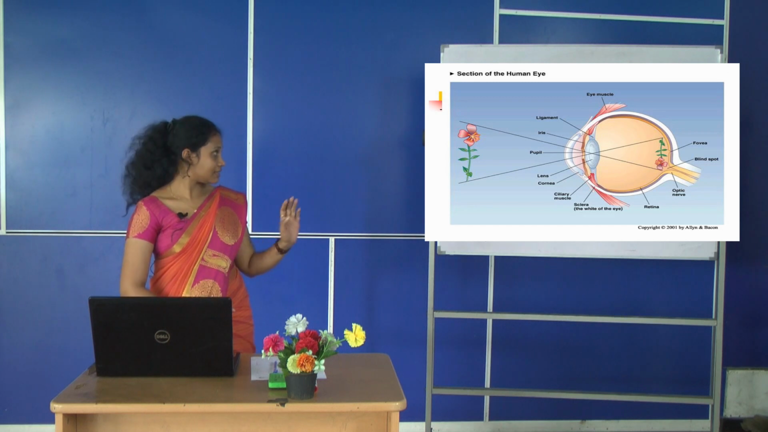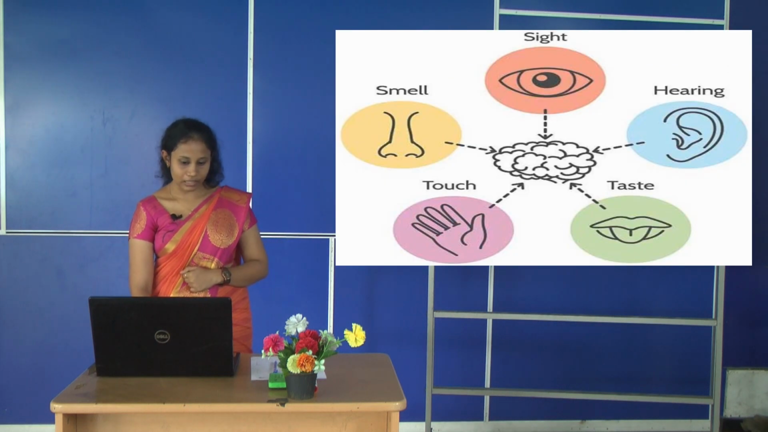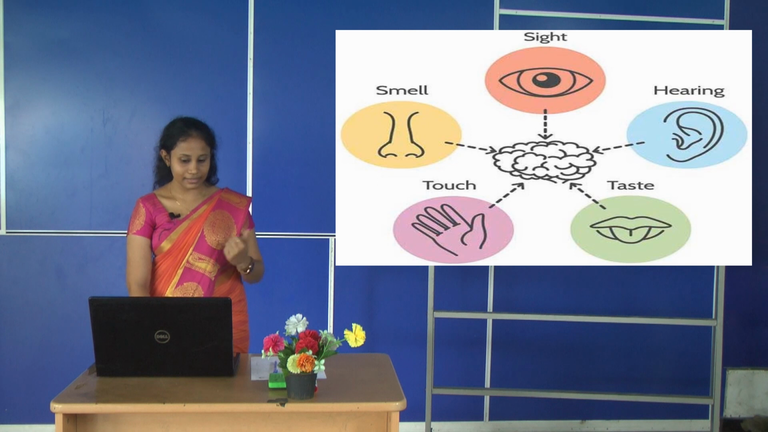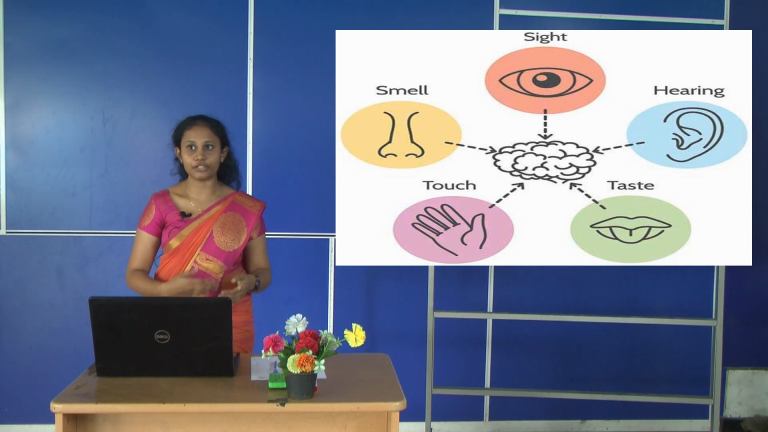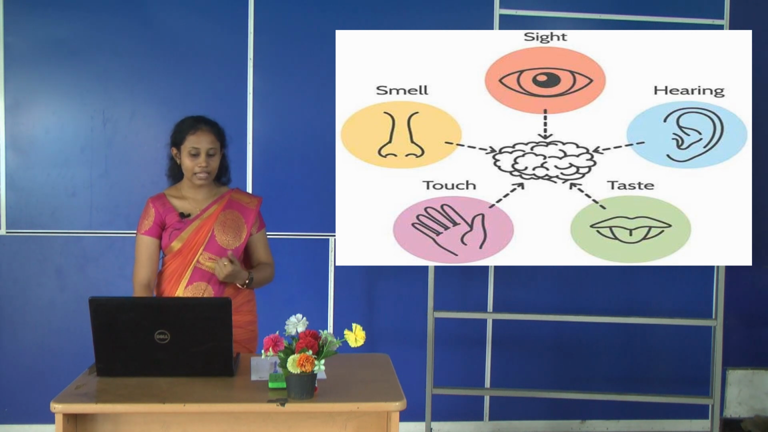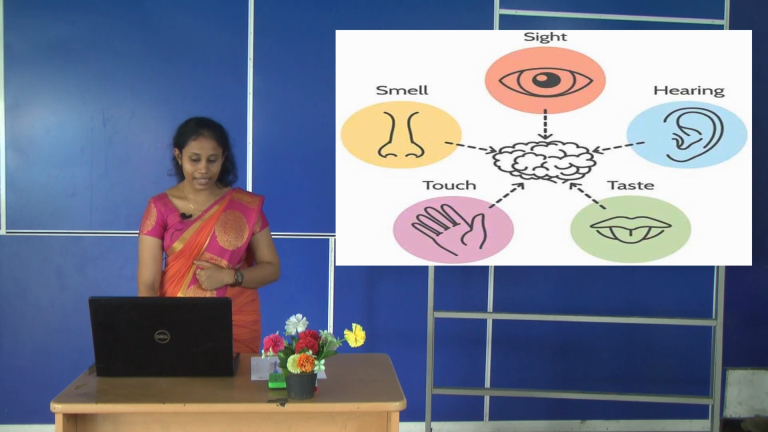In this table, there are some sense organs. The skin senses touch and temperature, and the tongue senses taste. The nose senses smell, and the ear senses hearing and balance, which means it converts sound energy into electrical energy. And finally the eye senses sight, which means it converts light energy into electrical energy.